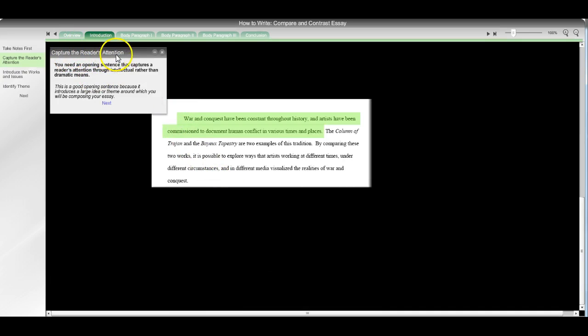Number 2, capture the reader's attention. You need an opening sentence that captures a reader's attention through intellectual rather than dramatic means. Let's take a look at this sentence. War and conquest have been constant through history, and artists have been commissioned to document human conflict in various times and places. This is a good opening sentence because it introduces a large idea or theme around which you will be composing your essay. Next screen.